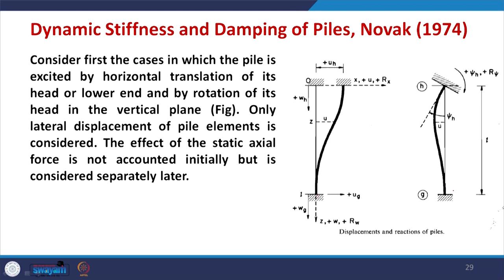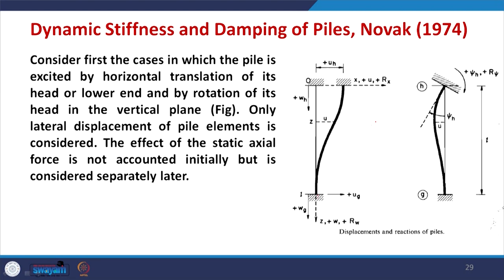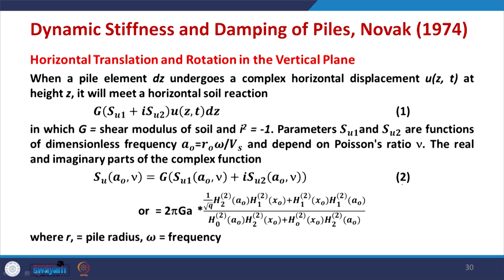In the first case, what is called horizontal translation and rotation in the vertical plane. Considering this case, when a pile element dz undergoes a complex horizontal displacement, which is called u(z,t) at height z, it will meet a horizontal soil reaction. If this is the displacement, basically our unknown is the displacement when you apply some force. If for a given force you can calculate the displacement, then force divided by displacement will be your stiffness.